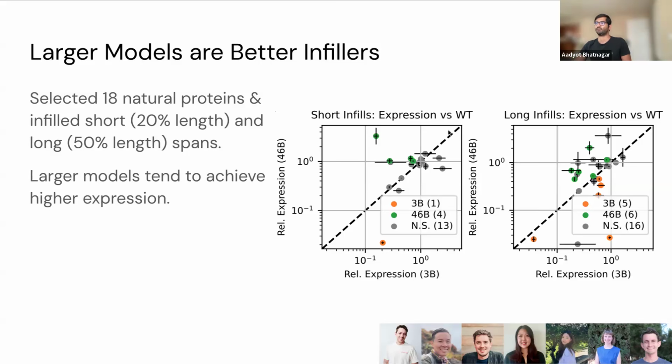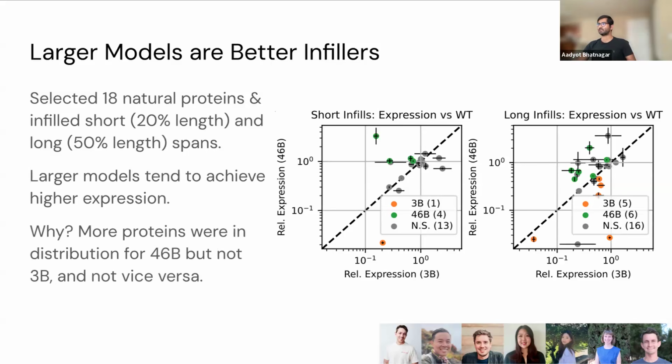And we see for the short infills pretty clearly that the larger models tend to achieve higher expression. For the longer infills, it seems like this was just a hard task, and so it all kind of looks like a wash. And the reason that we see this is that more proteins of these pre-selected naturals were in distribution for the larger model, but not the smaller model. And we never saw a case where something was in distribution for the 3 billion parameter model, but out of distribution for the 46 billion parameter model.